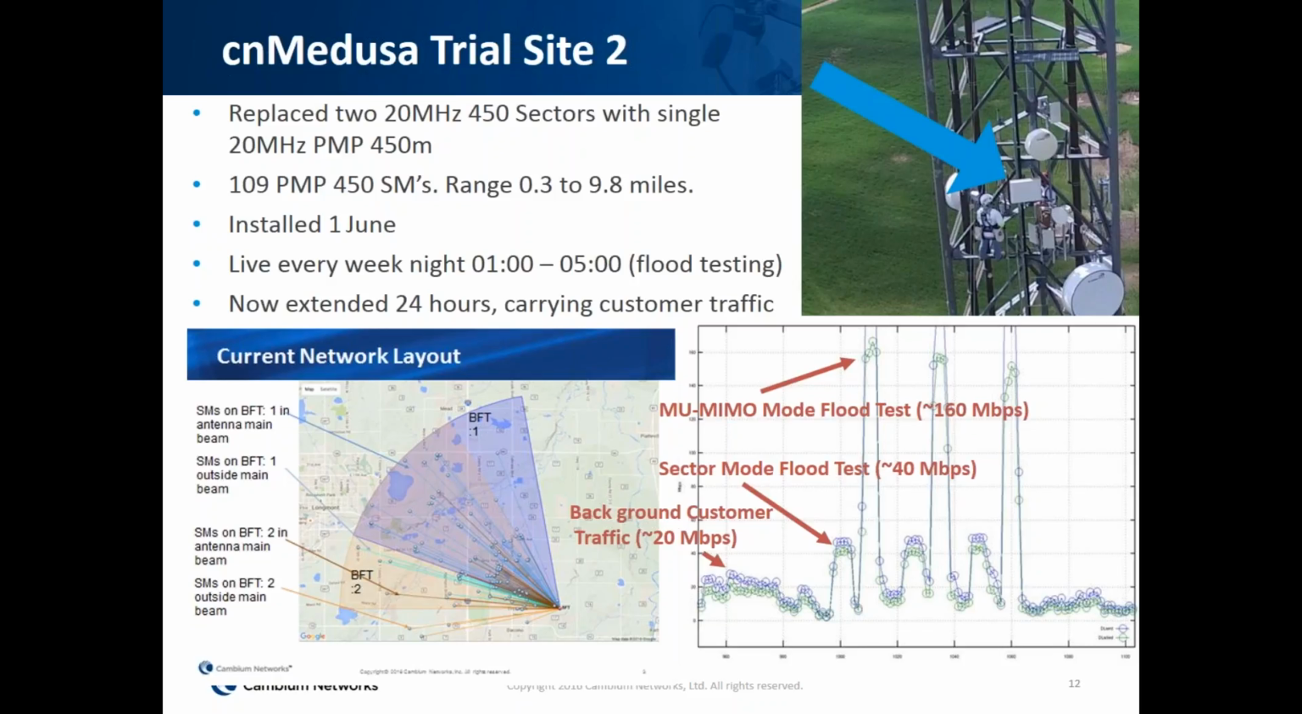During the testing phase, we had background traffic, which is down on the bottom, kind of the noise at the bottom, about 20 megs or so. And then we do it in sector mode. We test the entire sector throughput in sector mode, and we see about 40 megs. And then we do it again in flood testing in MIMO mode, in multi-user MIMO mode, and we can see it peak above 160. So we know that there's significant capacity to be had there.